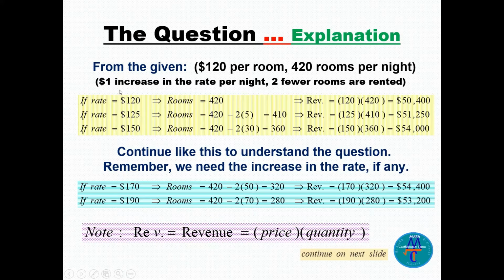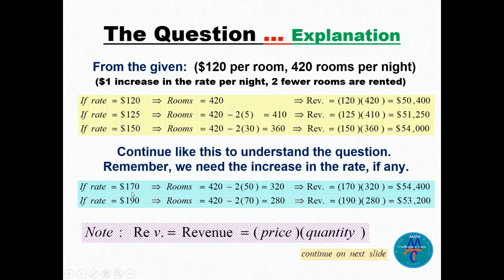125, suppose we increase the rate for the room per night by $5. That means we have to subtract: 420 minus 2 times 5. 2 fewer rooms for $1. If we have $5, we multiply 2 times 5. So 420 minus 10. Now, if we increase to, let's say, 150, so 120 to 150, that's a $30 increase. 30 times 2 will be 60. So 420 minus 60, the rooms will be 360, and so on.